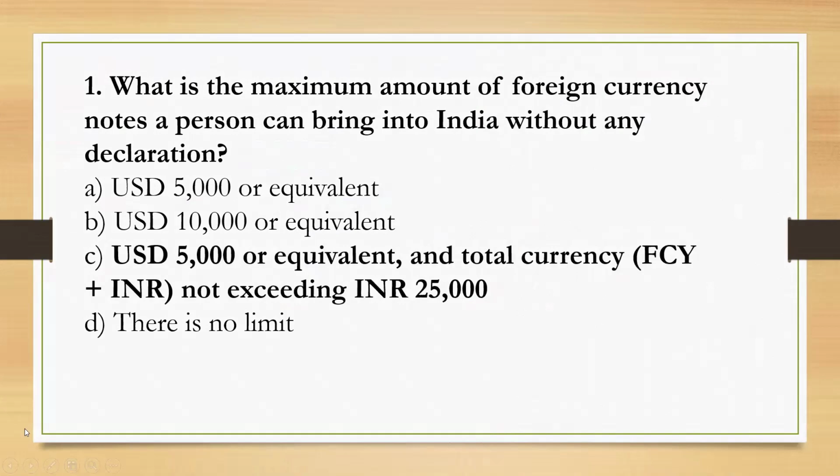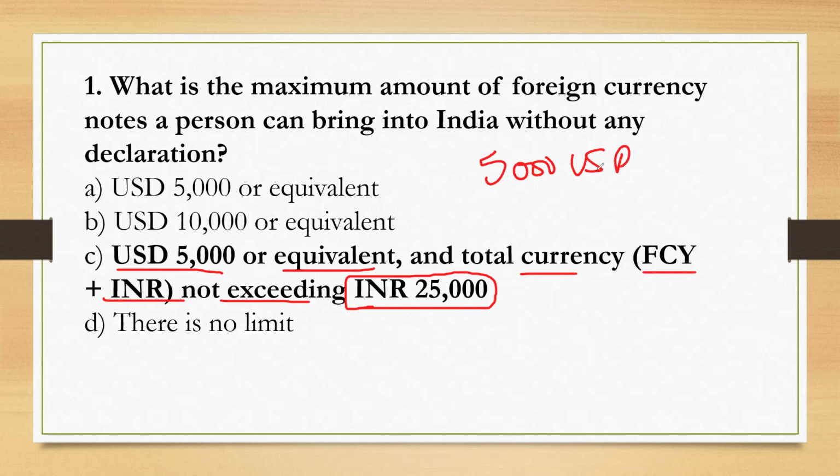The right answer is C. That is 5,000 or equivalent, and total currency, foreign currency plus INR not exceeding 25,000 rupees. Okay, so you have to remember that whenever any person is coming to India, he can bring up to $5,000 without any declaration. So no declaration is required if he is bringing 5,000 or its equivalent.